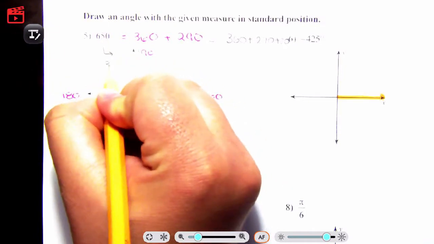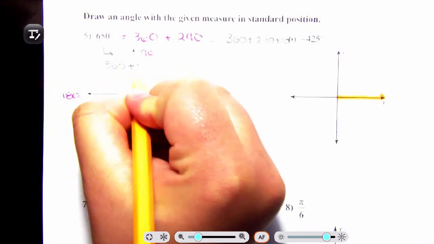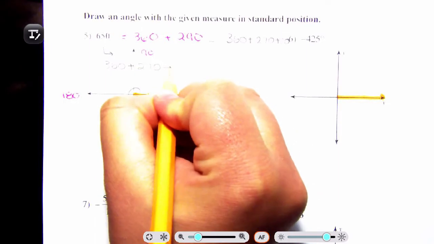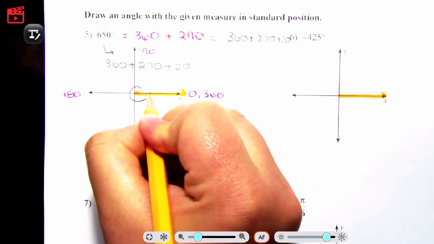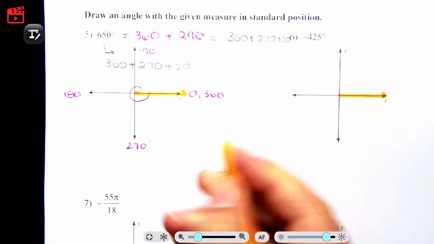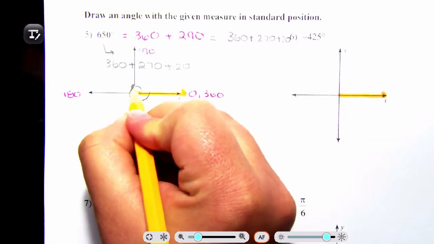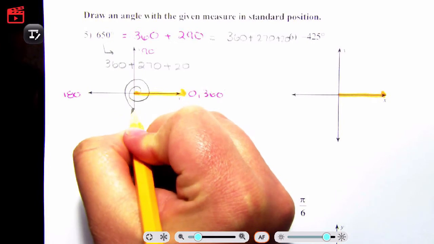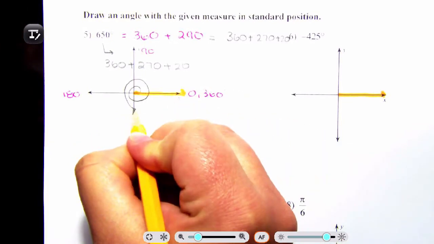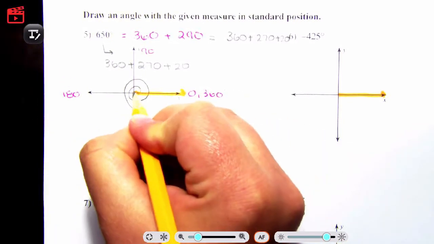650 is one full rotation. I can then travel 270 degrees, and then I can travel 20 degrees. This gives me an idea of where my terminal ray needs to be. So that means here is counterclockwise. Oh, I didn't go counterclockwise. No, yes, I did. Counterclockwise, opposite direction. I'm going 260 degrees, 270 degrees, and then I'm going to go 20 more, which is like about here-ish.